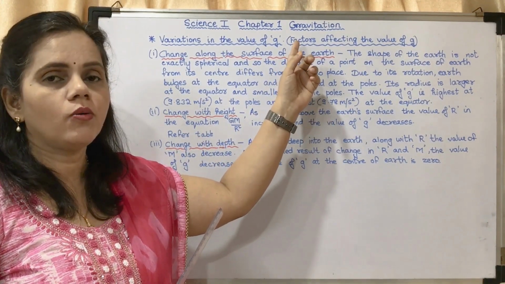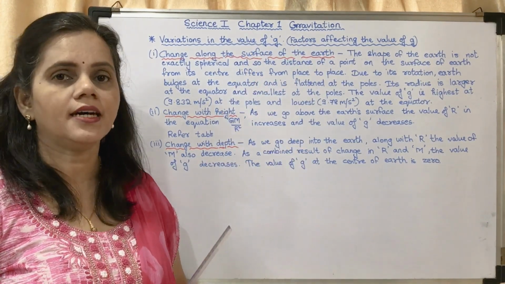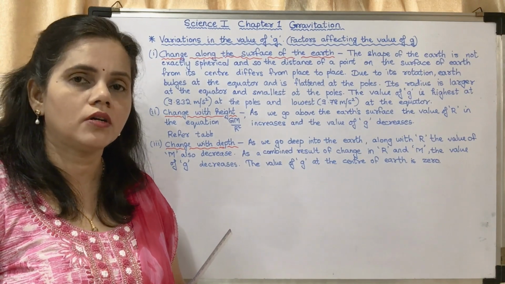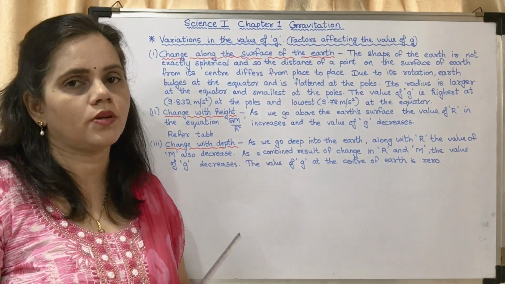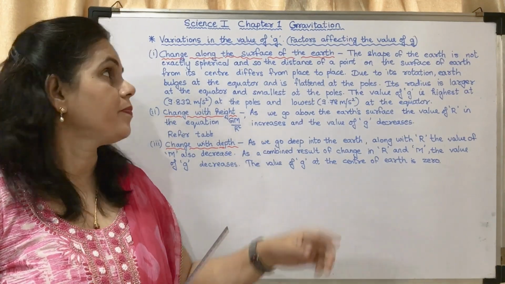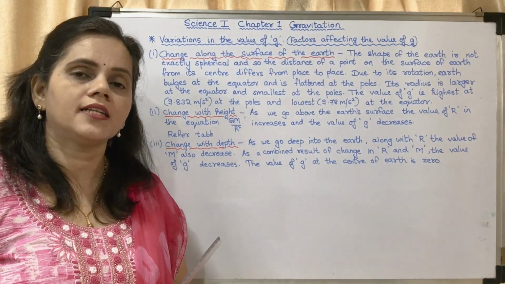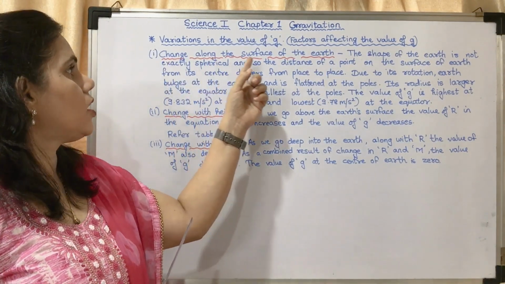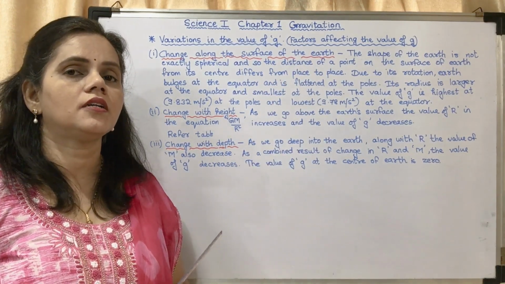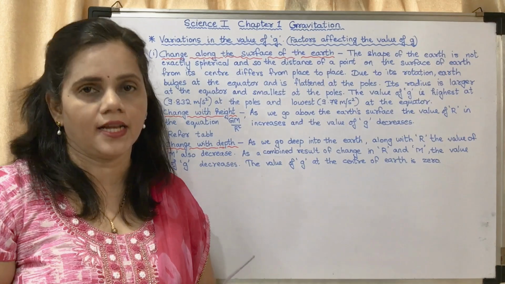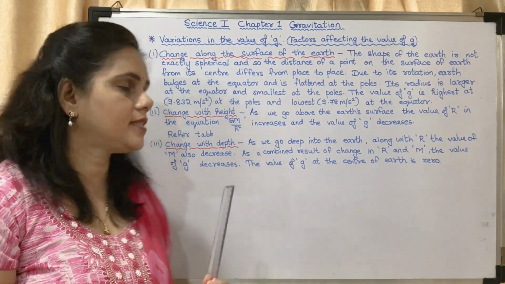The question could be, what are the factors affecting the value of g? You may write this as the answer. Those who do not have the textbooks, you may write this as the answer. These are sentences from the textbook itself, so don't worry. What are the factors affecting the value of g? There are 3 factors. Change along the surface of the earth. The earth is not exactly spherical. It is like this.